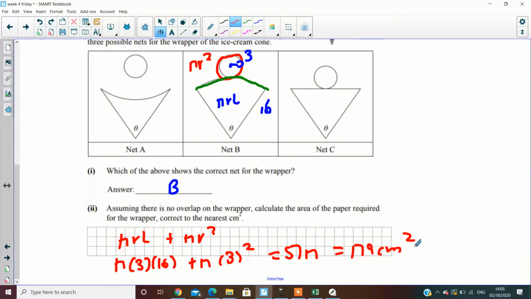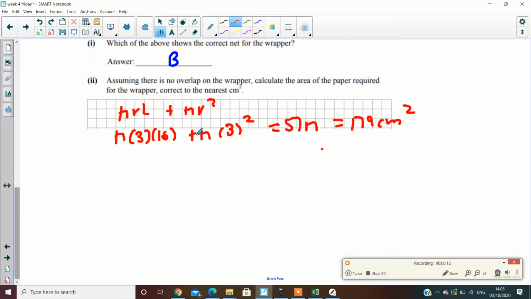Who got that? You do π times 3 times 16 plus π times 3² to get 57π, and that in turn is 179 centimeters squared. Well, good. Alrighty. Now, next thing. Do we have any questions after that?